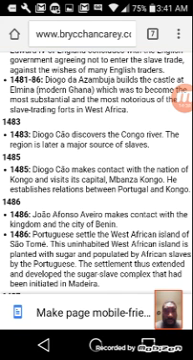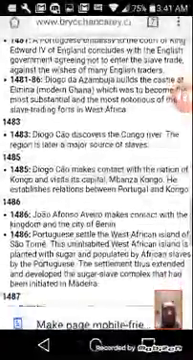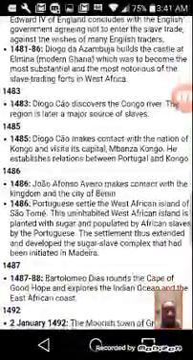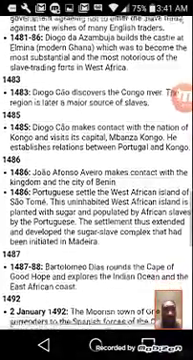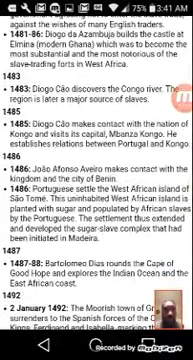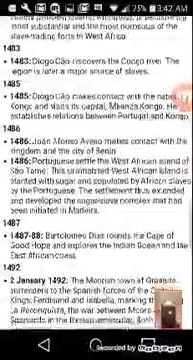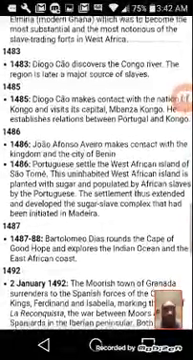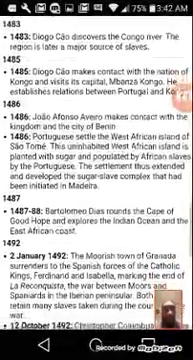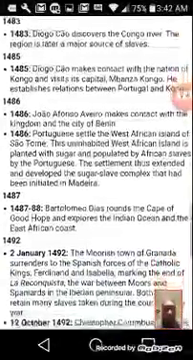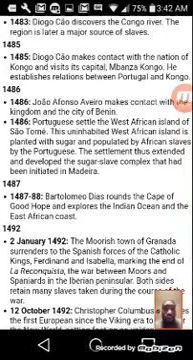Let's continue on with the slave timeline. Okay. So 1481 and 86 says Diogo d'Azambuja builds the castle of Elmina, modern Ghana, which became the most substantial and most notorious of the slave trading forts in West Africa. That's right. That was one of the main forts that we was traded off and set sail to our way to the Americas.